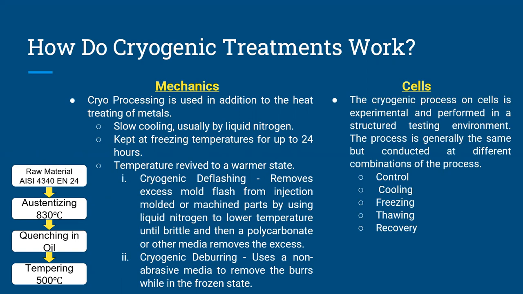For metals, deflashing is used to remove excess material that has leaked into the mold during the molding process, and deburring is used to remove any rough edges or ridges that form on the metal. Cryogenic treatments for cells are done in research environments. This process includes cooling, freezing, thawing, and recovery.